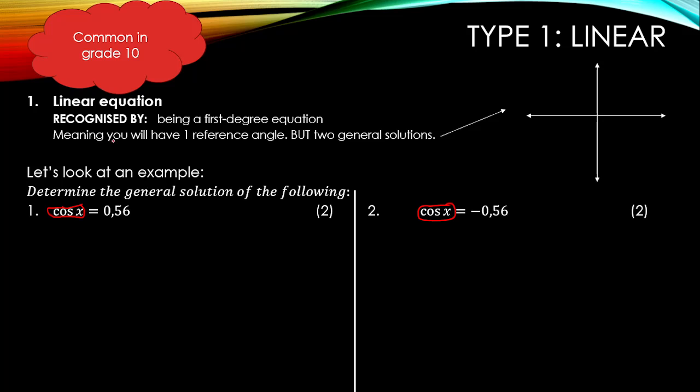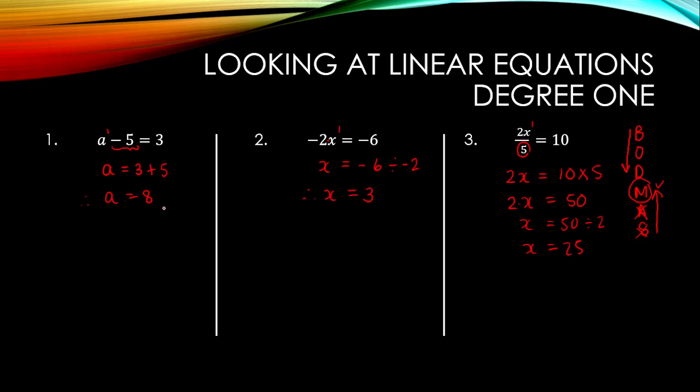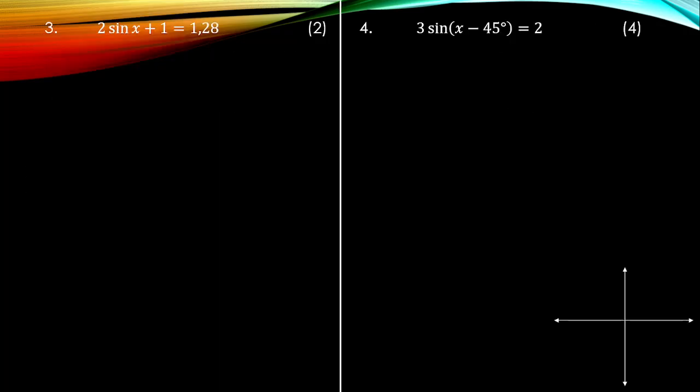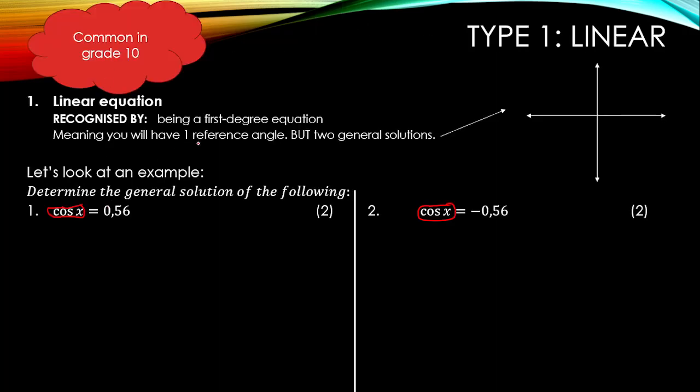This will mean that you'll have one reference angle. Like these questions over here, you only had one answer for x, one answer for a, one answer for x. The degree of the expression tells you how many solutions you will have. So you will only have one reference angle. But this is where the confusion comes in. You will have two general solutions, because remember, when we're dealing with a Cartesian plane, cos occurs in two places.